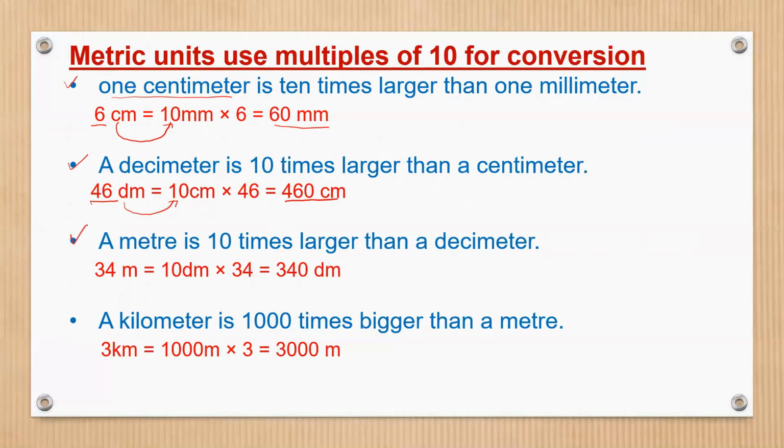Now, number 3, a meter is 10 times larger than a decimeter. So 1 meter equals 10 decimeters. That's why 34 meters equals 340 decimeters. And number 4, a kilometer is 1,000 times bigger than a meter. So in 1 kilometer, there are 1,000 meters. So 3 kilometers equals 3,000 meters.